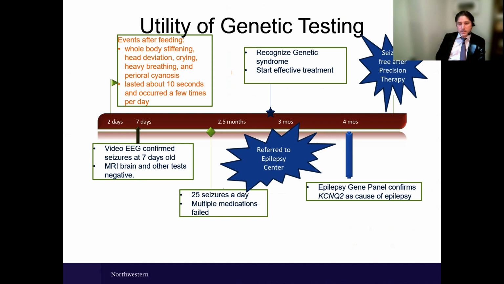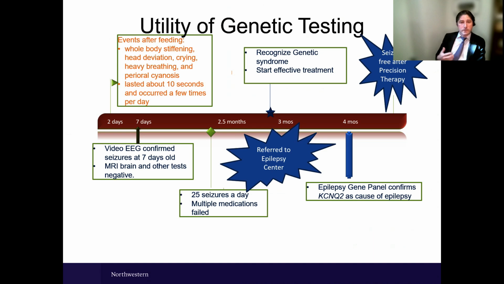It's not a bad idea to see an expert at an epilepsy center where this genetic syndrome is studied, and it was recognized. Even before receiving the genetic testing result, the treatment was changed to something that would be more effective for KCNQ2. The seizures ceased. I like to call it precision therapy, because the genetic testing and the recognition of the syndrome allowed for a change of treatment and for controlling the child's seizures.